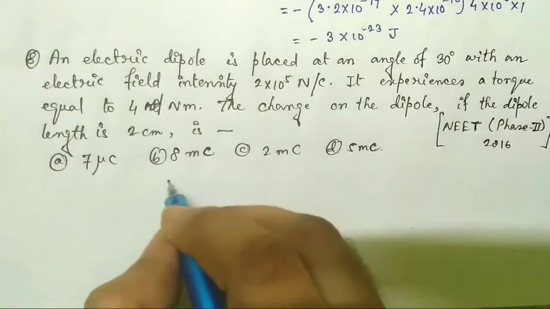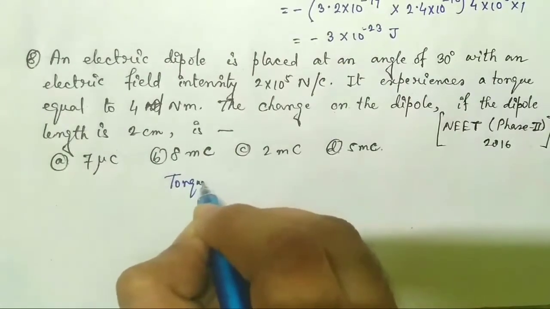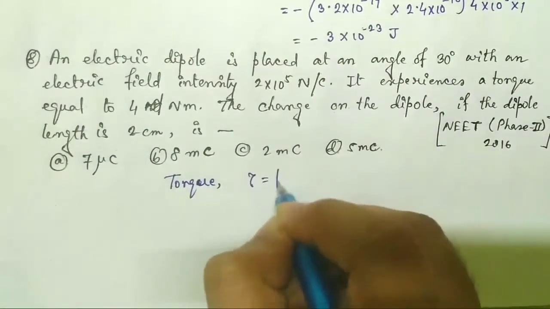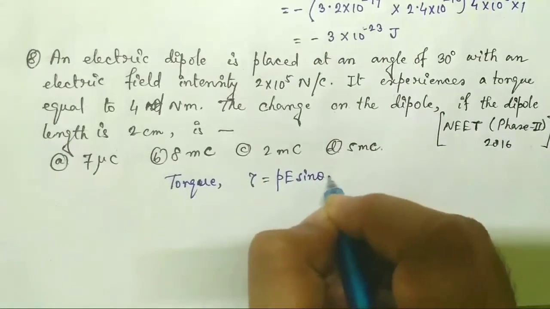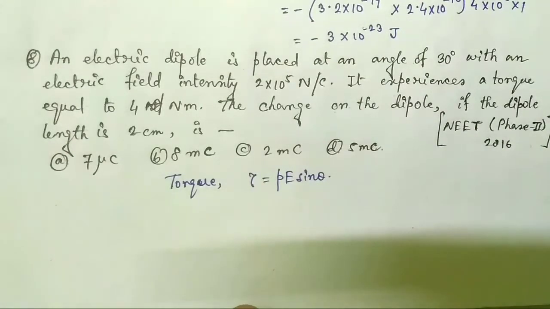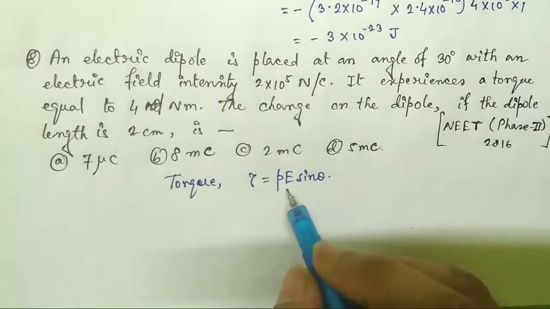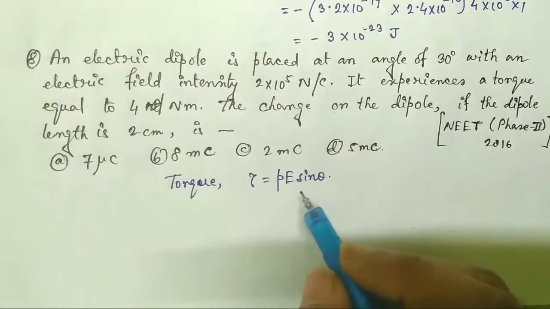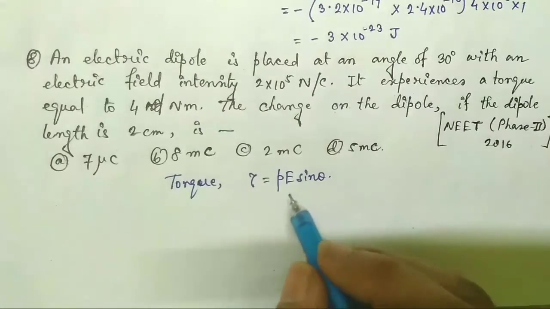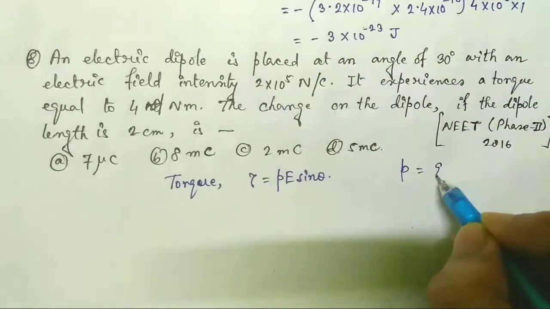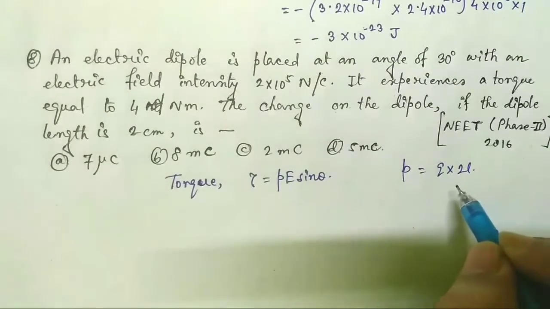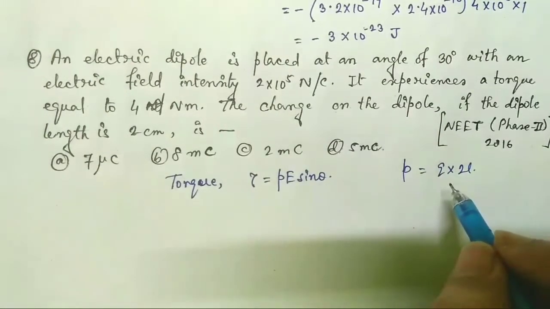We know the torque is given by tau is equal to PE sin theta. Now the torque is given here. The dipole moment is also given here. You have to find the charge, because dipole moment is equal to Q into twice L. The distance of separation between the two charges is given, and the electric field intensity is given.